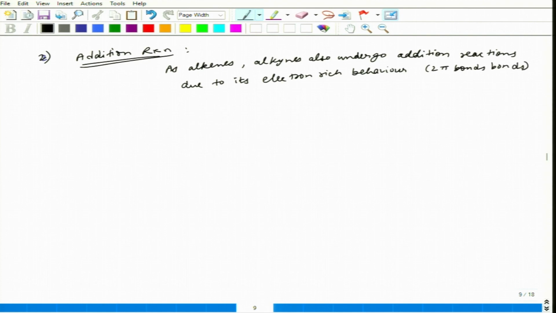Alkynes are also electron-rich, which is why they tend to give addition reactions, as we have seen in the alkenes. So, similar reactions that we have studied in alkenes follow in alkynes also. Starting with it, let us take an example. We have studied the addition of H2, alkyl halides, and halogens, right.